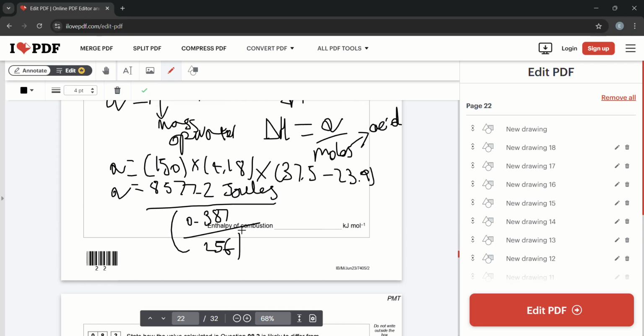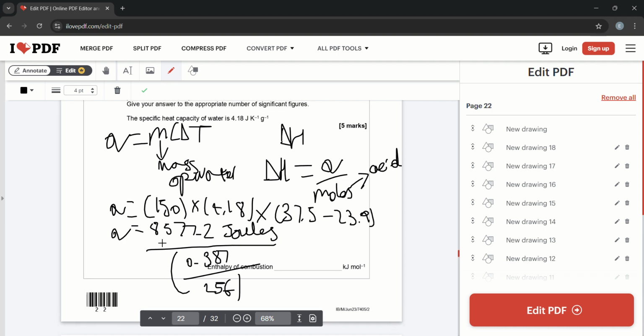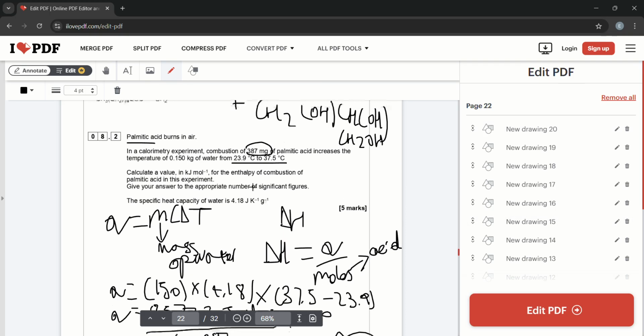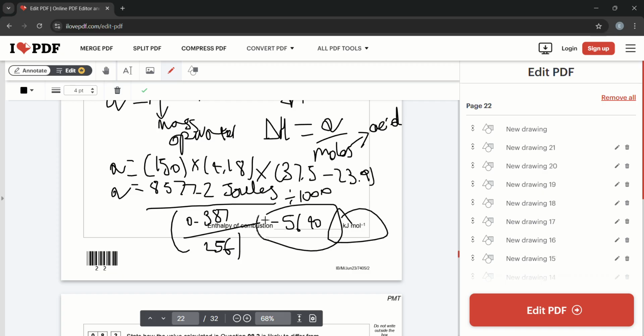And then we get delta H is equal to Q divided by moles, and then we need to divide our answer by 1000 because we want it in kilojoules. Q is in joules, 1 in kilojoules, and we get 5640. And another key thing is that because temperature increases from 23.9 degrees Celsius to 37.5 degrees Celsius, it's negative because exothermic. We know temperature increases, therefore it's going to be minus 5640 kilojoules per mole to the power minus 1.